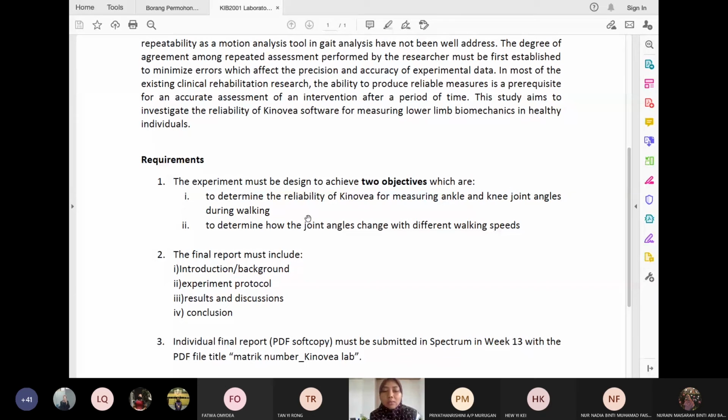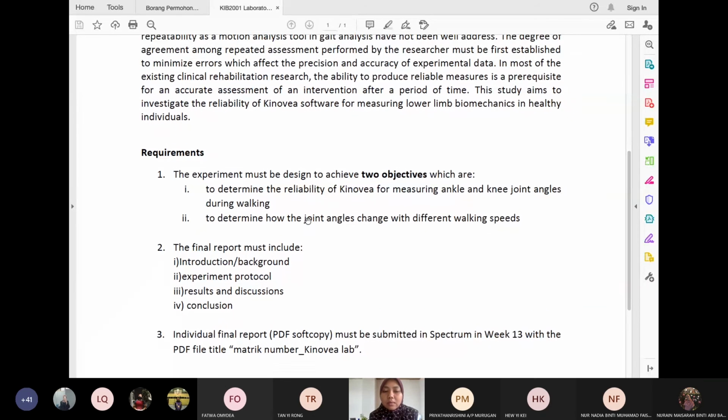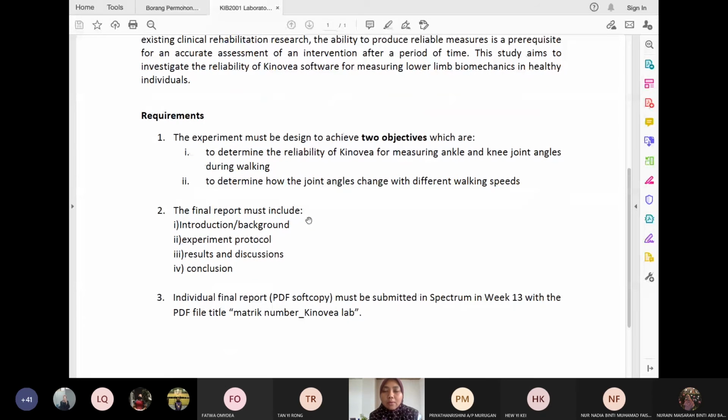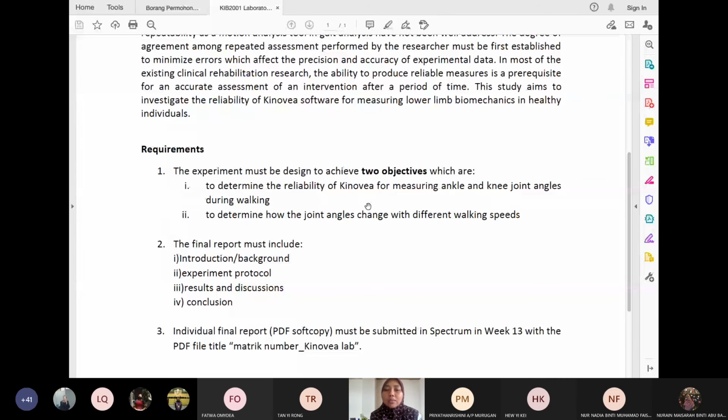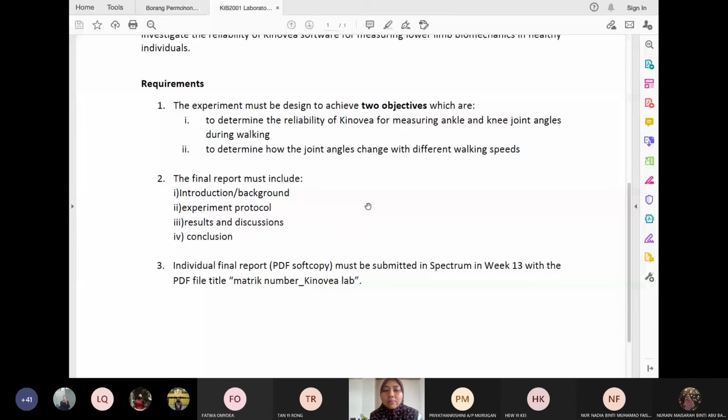As usual, the final report must include an introduction or background of the matter. You need to discuss what is Kinovia, what is motion analysis, what is reliability. You have to discuss that in your introduction and background. You need to set up your experiment protocol, results and discussion, and conclusion. As you already know, the work of this experiment is in a group, but of course the lab report will be on an individual basis.